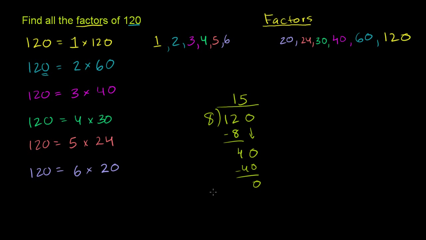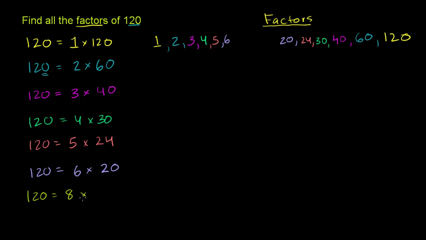So 120 is equal to 8 times 15. So let's add that to our factor list. We now have an 8, and now we have a 15. Now, is 120 divisible by 9? To test that out, you just add up the digits. 1 plus 2 plus 0 is equal to 3. Well, that satisfies our 3 divisibility rule, but 3 is not divisible by 9. So our number will not be divisible by 9. So 9 does not work out.